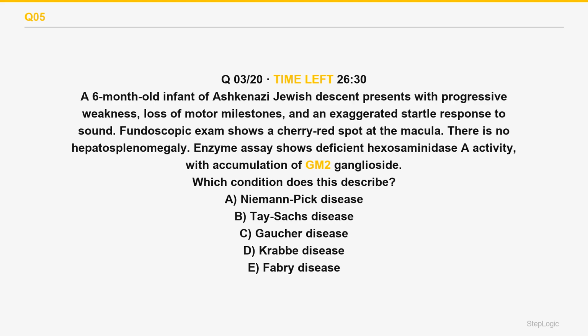Read the command: which condition? Ashkenazi infant, neurodegeneration, cherry red spot, exaggerated startle, no hepatosplenomegaly, hexosaminidase A deficiency, GM2 accumulation: Tay-Sachs disease.